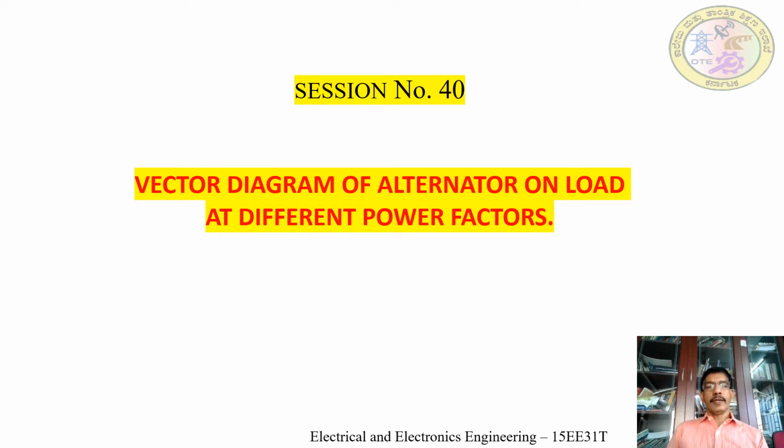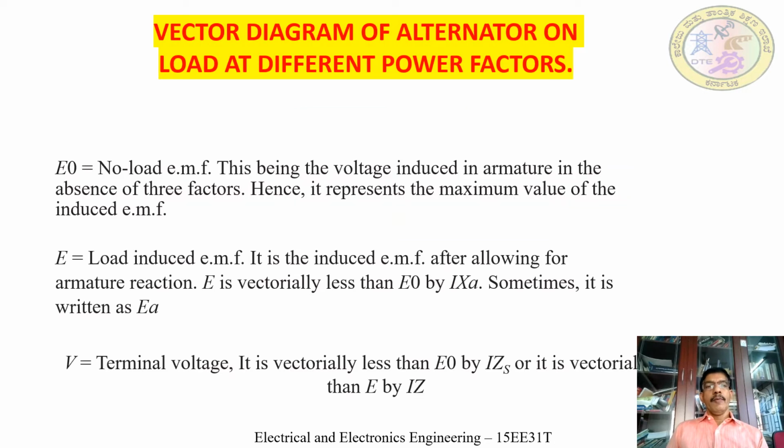Vector diagram of alternator on load at different power factors. In this vector diagram, you have to remember different terminologies, where E naught equals the no load EMF, this being the voltage induced in the armature in the absence of load factors. Hence, it represents the maximum value of the induced EMF.